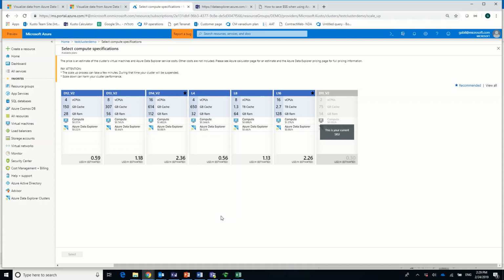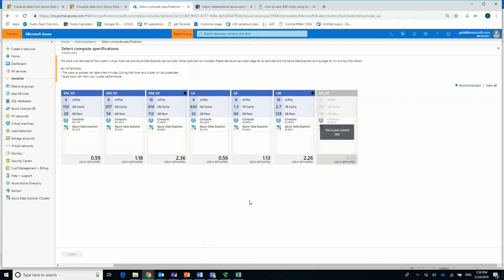In order to explain this distinction, I'll compare two different SKUs, one from the L series and one from the D series. So for example, we see that the L16 has 16 CPUs, which is the same number of CPUs that the D14 has. But when comparing their cache, we see that the L16 has 2.7 terabyte of hot cache, as opposed to the 614 gigabyte of hot cache that the D14 has, which is more than 4 times the amount of cache that the D14 has.